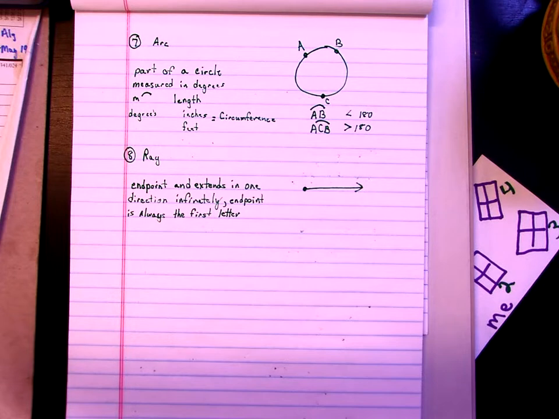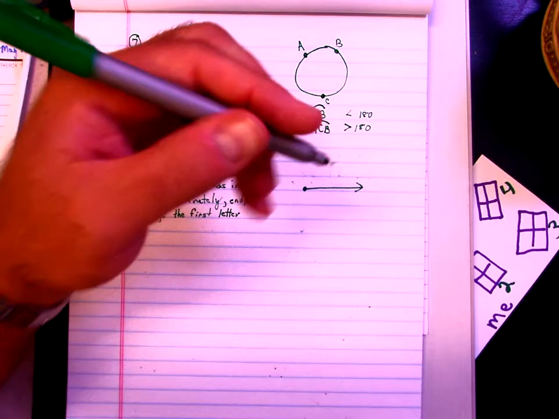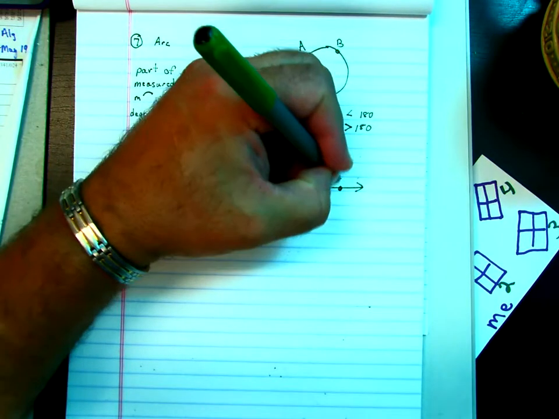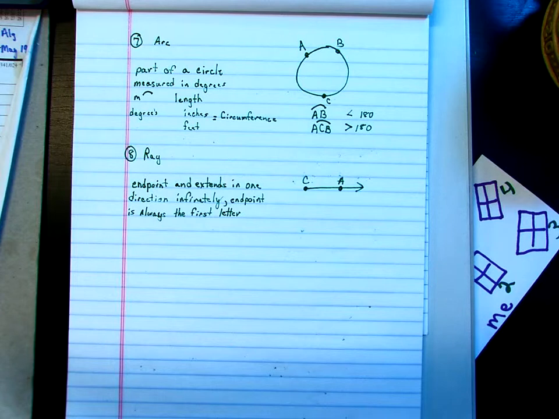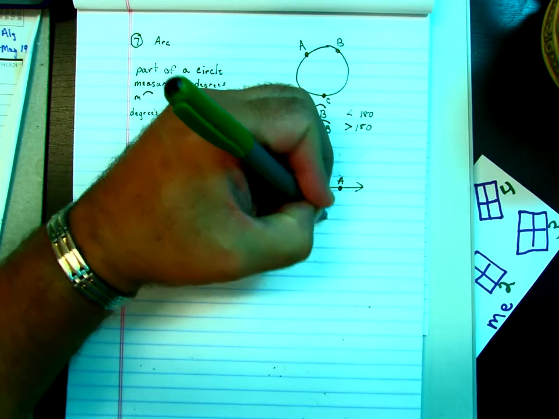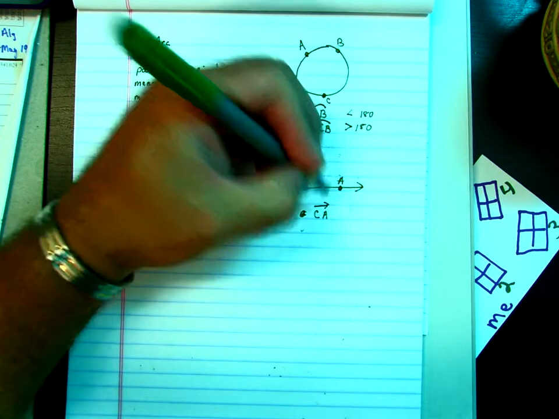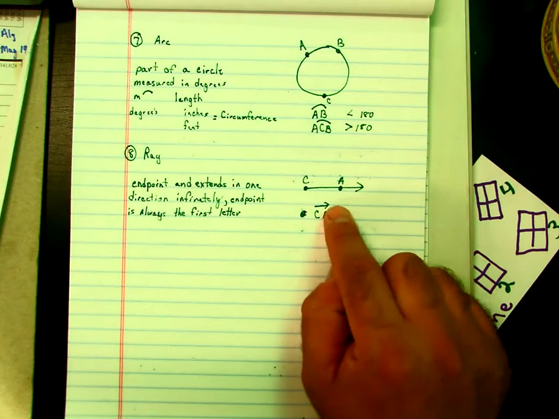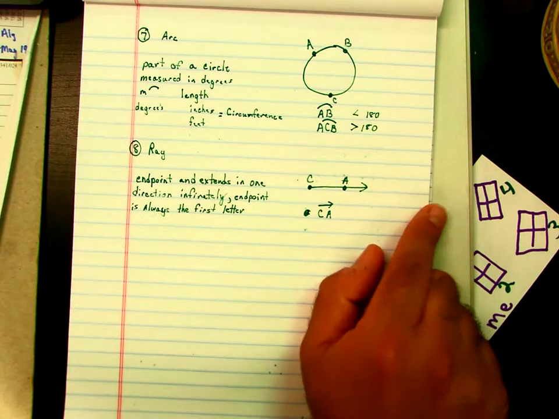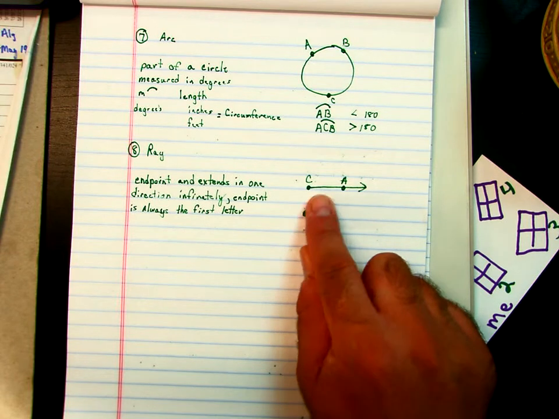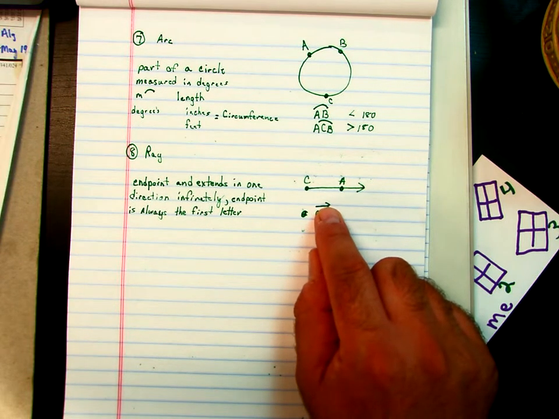When you're naming it, it doesn't matter what the second letter is, it's that the endpoint is the first letter. So if I was going to name that ray, it would be named ray CA. And that is the symbol for ray CA. This in no way means the ray has to go in that direction. This just stands for the word ray. That's all it does. It doesn't tell me what direction the ray is going in.